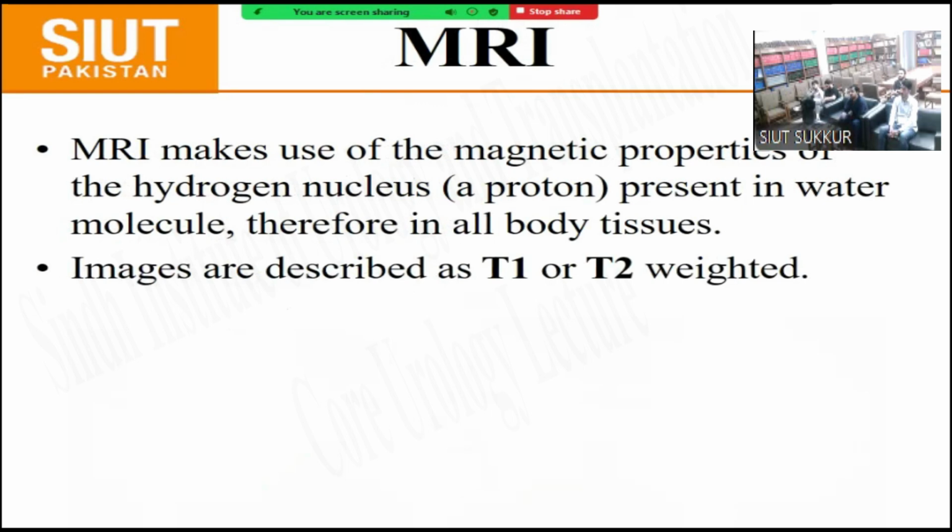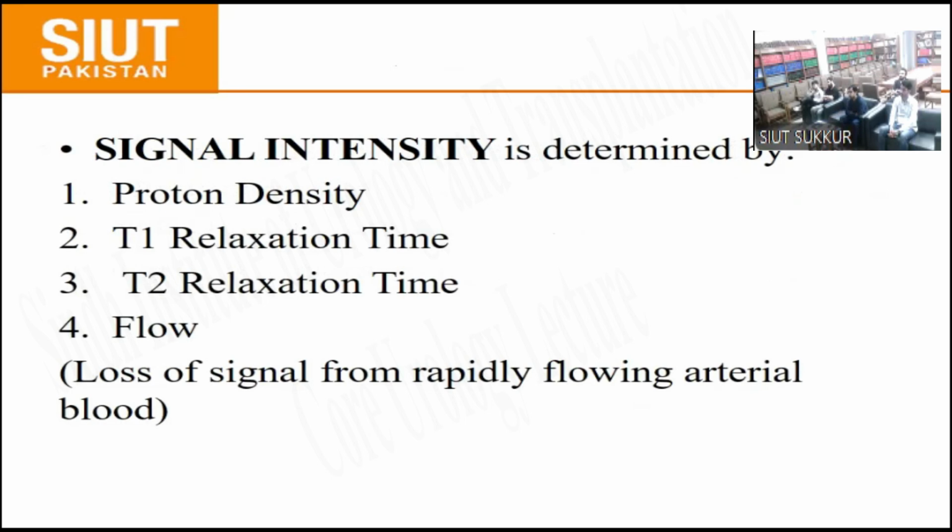So now we are moving towards the MRI. MRI makes use of the magnetic properties of the hydrogen nucleus present in water molecules. Therefore, in all body tissues, the images are described as T1 or T2 weighted images. These are based on the signal intensity. The signal intensity is determined by proton density, T1 relaxation time, T2 relaxation time, and the flow. So loss of signal from rapidly flowing arterial blood is due to this.